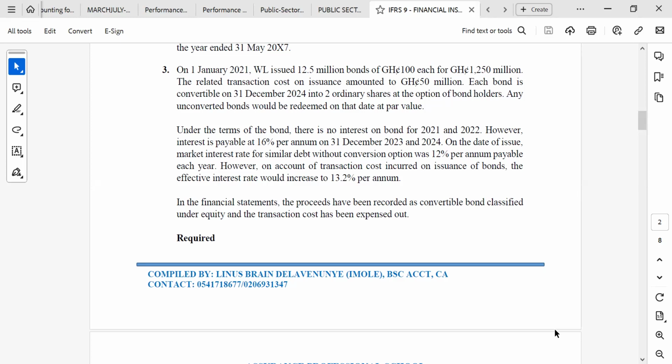Okay. Hello, 16%. Yes, please. Interest is payable at 16% per annum on 2023, 2024, which means that the 2 years have the same rate. And on the date of issue, the market interest rate for similar debt without conversion option was 12%, which means that the rate for 2021 should be 12%. No, please. Okay. Then explain.